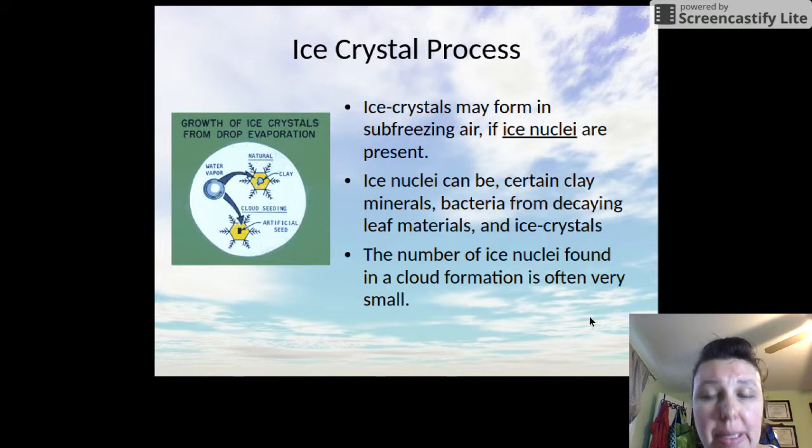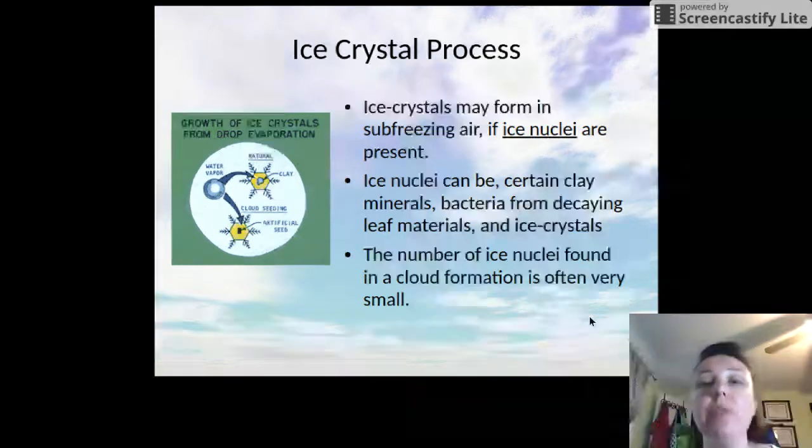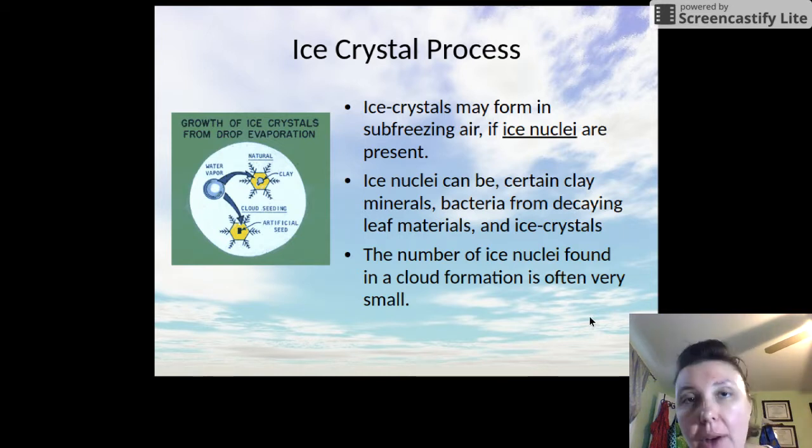One of the big mysteries of the Bergeron process is how we get from only a small number of ice crystal nuclei found within the cloud to the sheer magnitude of ice crystal nuclei.